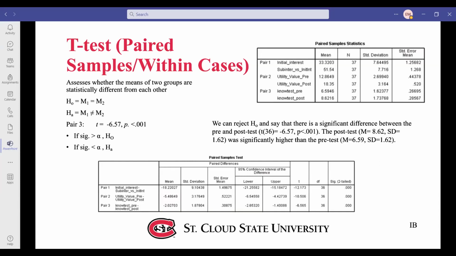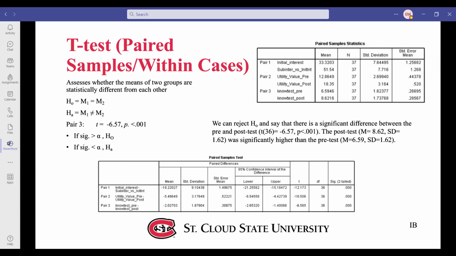We collect the answers, and then you can see we summarize it by their mean, standard deviation, and standard error. Now down here we get the result of the statistical analysis. For pair three we have the mean, standard deviation, and standard error. On the other side, we have the 95% confidence interval of the difference. This is the difference between the mean before and the mean after, and we have that difference here.